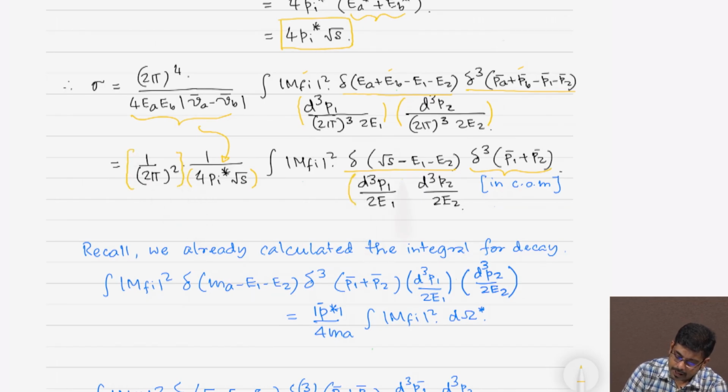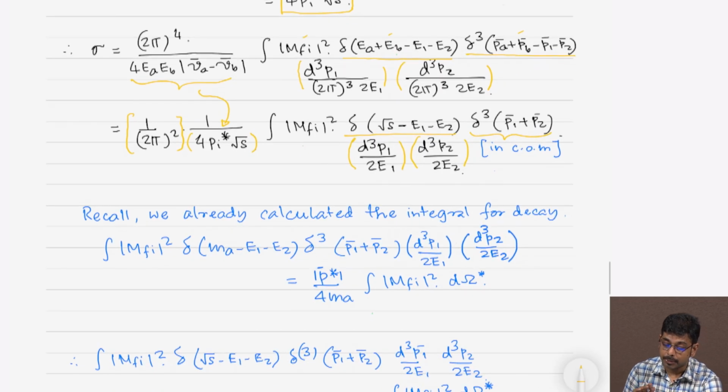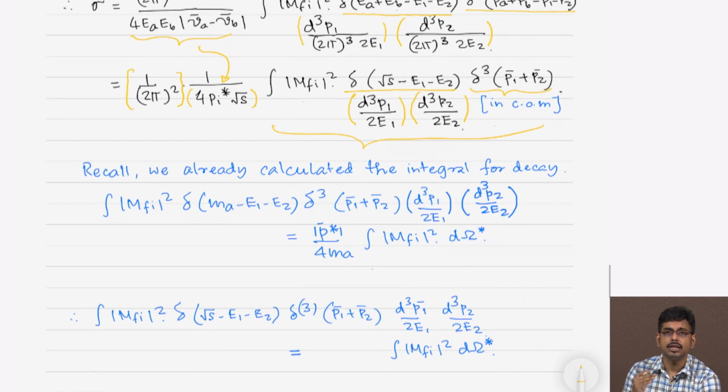So, therefore, that leaves us with these factors like d³p₁ by 2E₁ and d³p₂ by 2E₂. Now, what we have to do is basically perform this integration. But remember that we have actually encountered such an integration while calculating the decay width, using the properties of the delta function. And what was that?